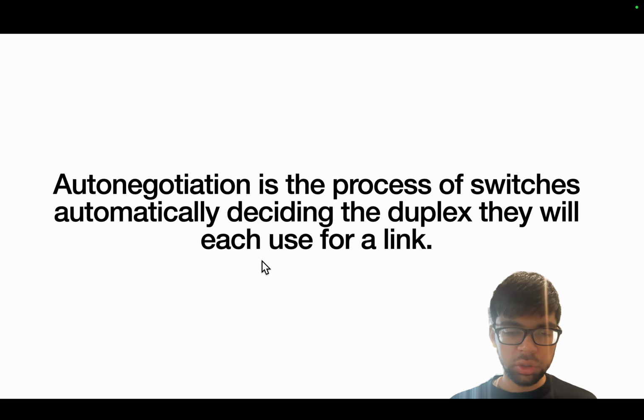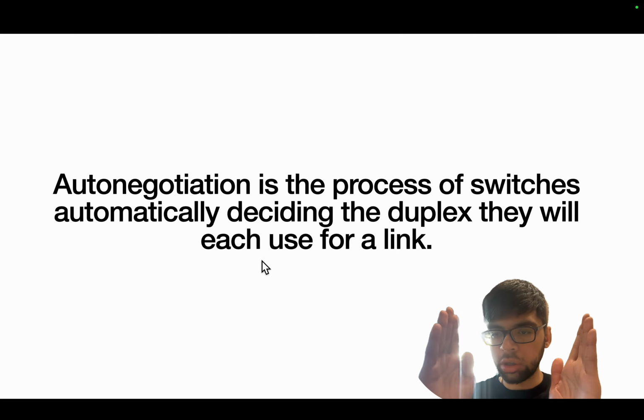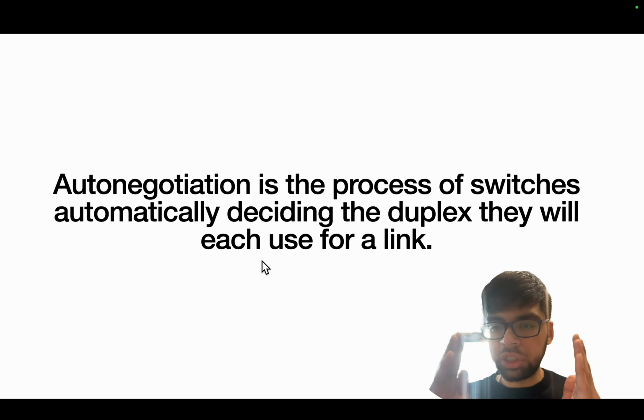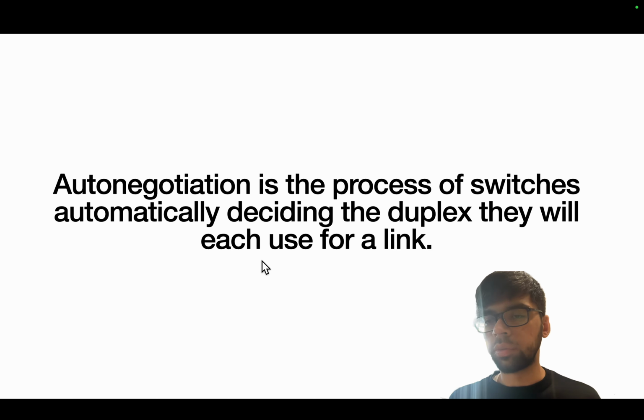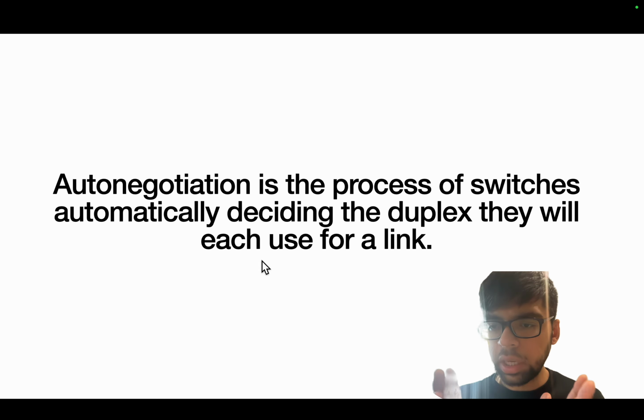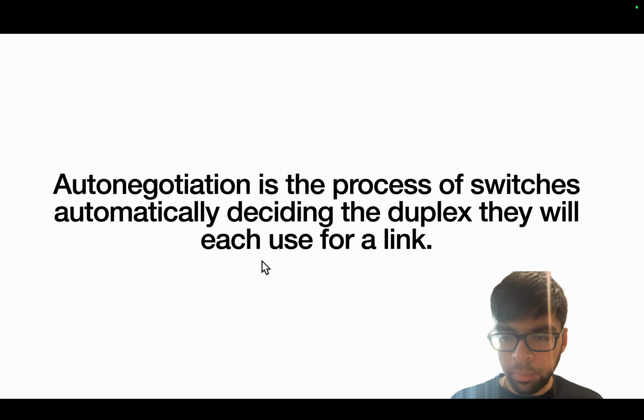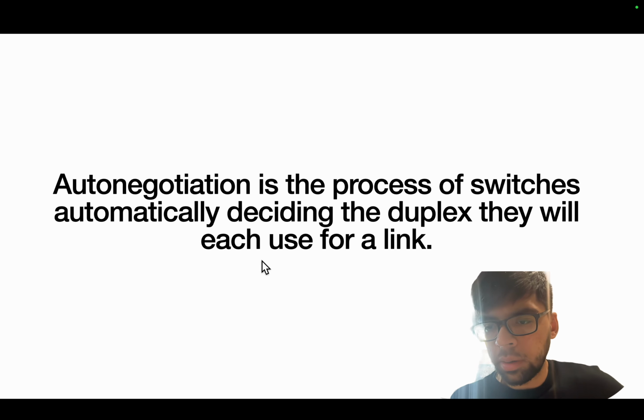So what is auto negotiation exactly? Well, auto negotiation is the process of switches connected to each other on each end of a link making that decision themselves, just like two adults would, of when they want to make an agreement. These switches are making an agreement of what speed and duplex they're going to use. It's quite an important process, but it's quite cool because this happens automatically.